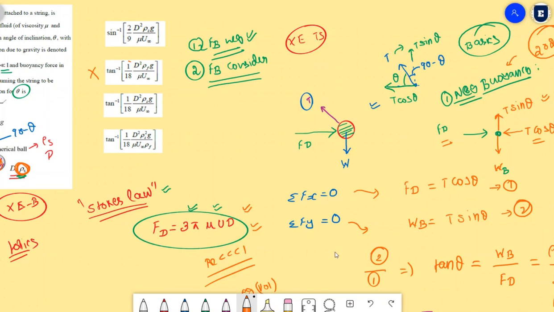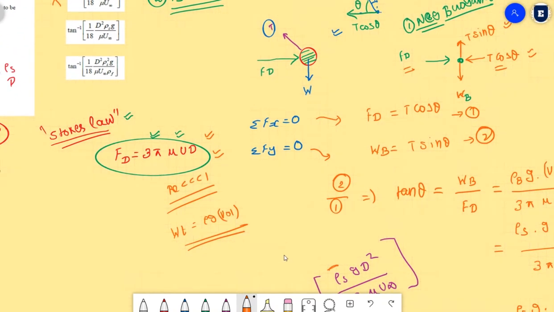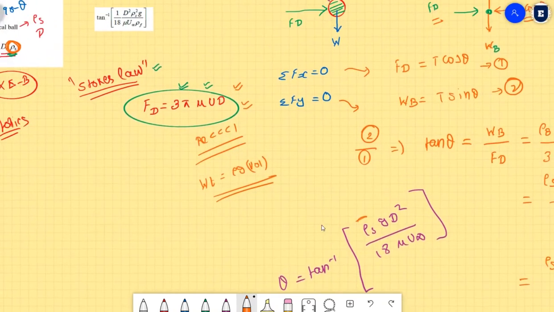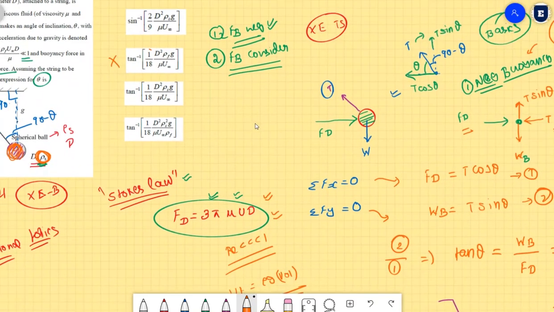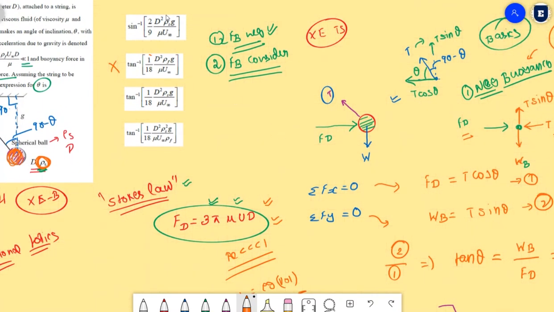So what is the correct answer? It's going to be 1 by 18 rho s g d square. This one is anyway wrong, it has sine inverse. 1 by 18 rho s d square g by mu u infinity. This is correct. So the correct answer is tan inverse of 1 by 18 d square rho s g by mu u infinity. It is also a good question.